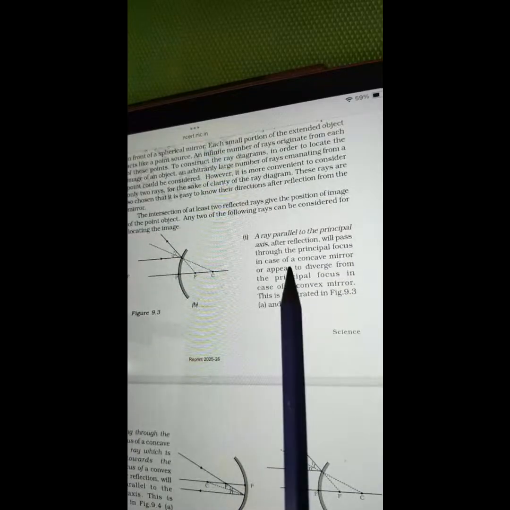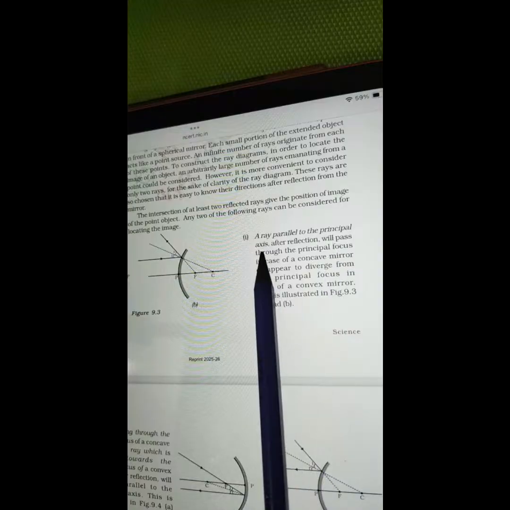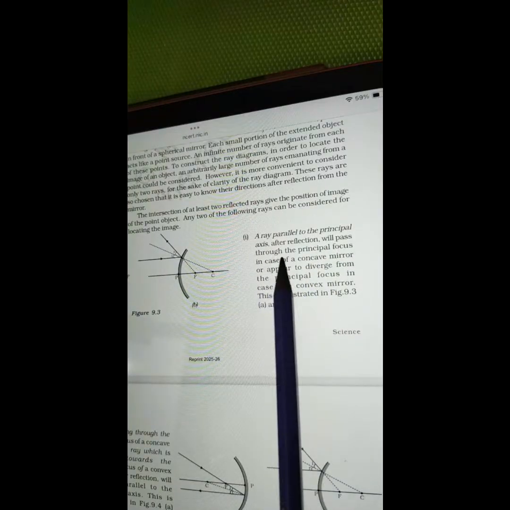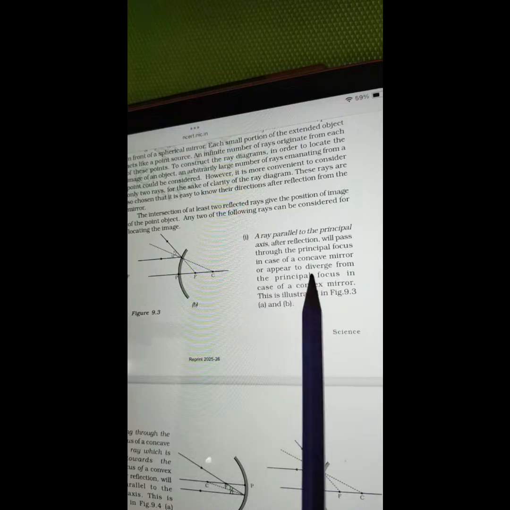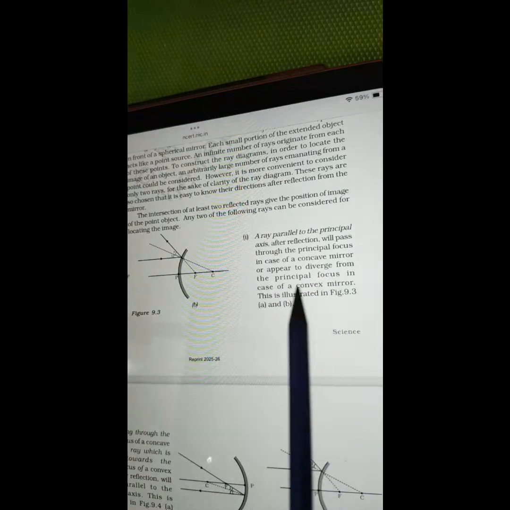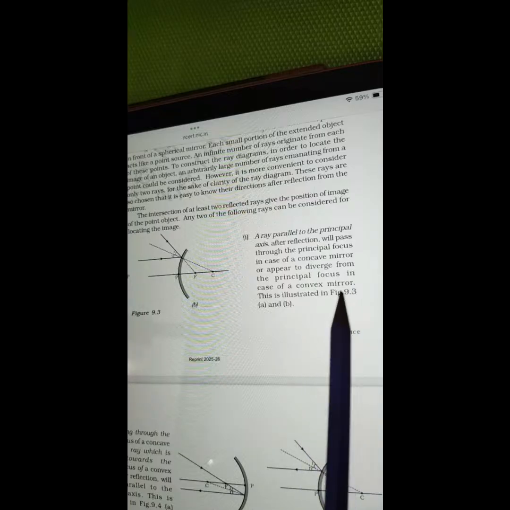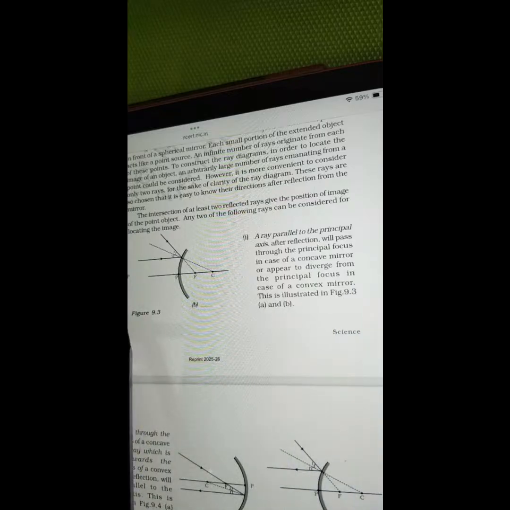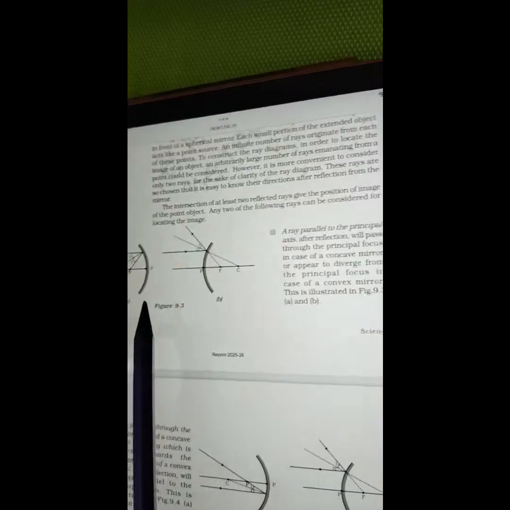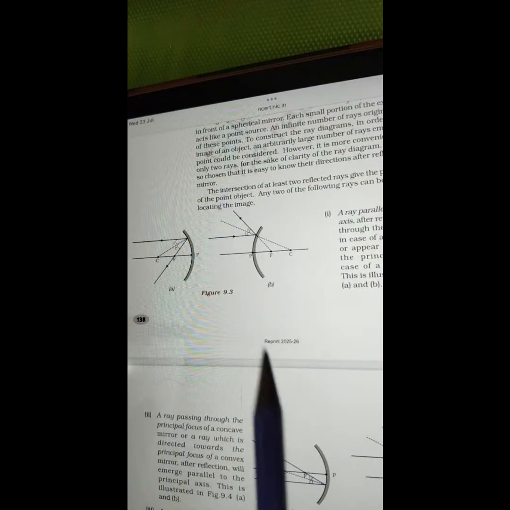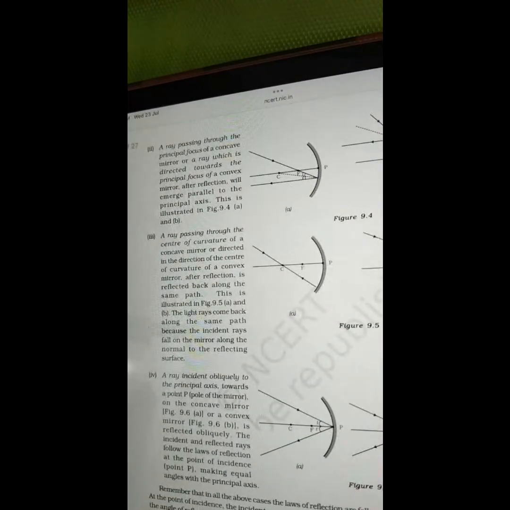So, 1. A ray parallel to the principal axis, after reflection, will pass through the principal focus in case of a concave mirror or appear to diverge from the principal focus in case of a convex mirror. This is illustrated in 9.3 A and B. So this one and this one. Next one.